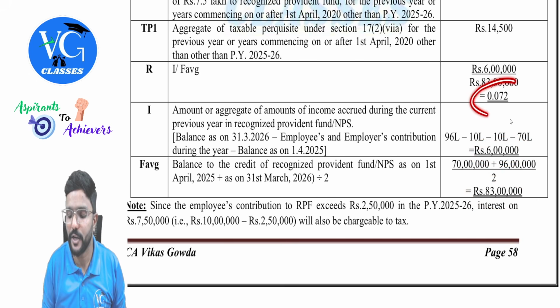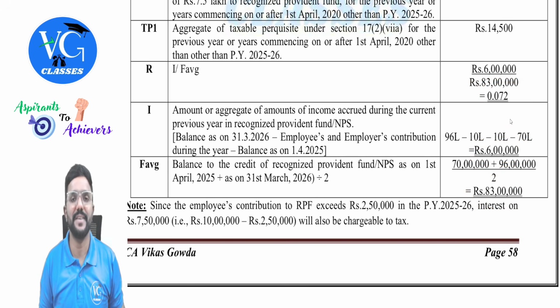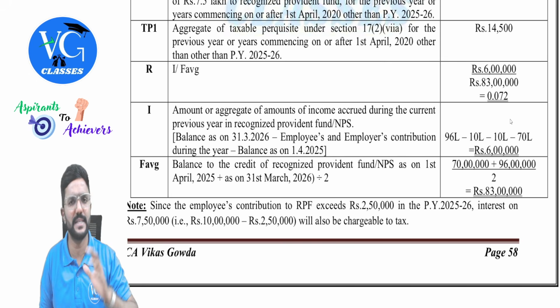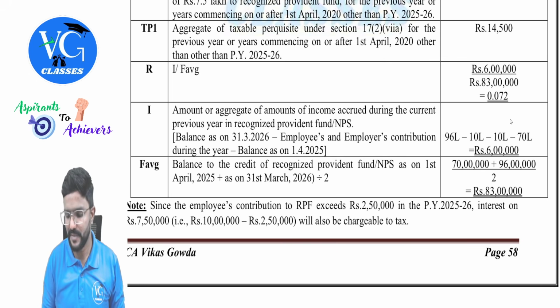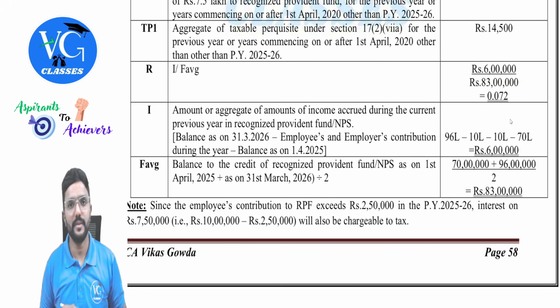So we are getting a rate of 0.072, guys. If you want, you can convert it into percentage by multiplying with 100. I'm just keeping it as decimal. So what is it? Rate of return earned during the year. Now we need to take this for the calculation.